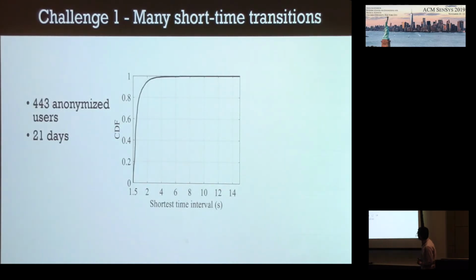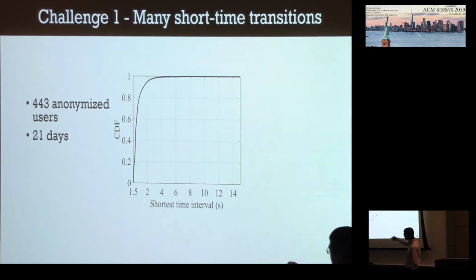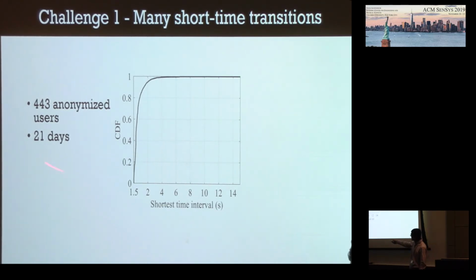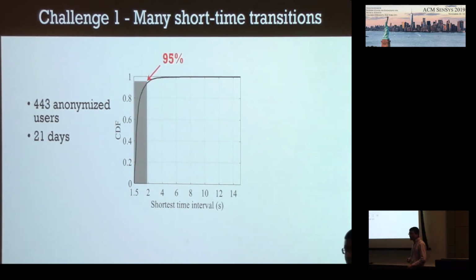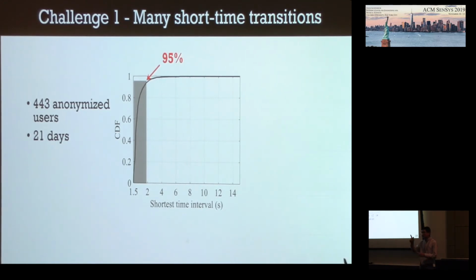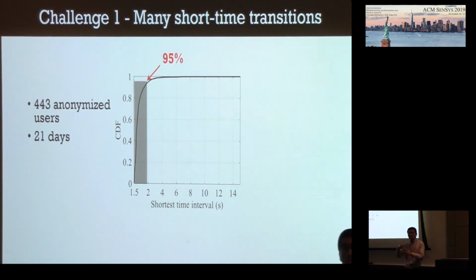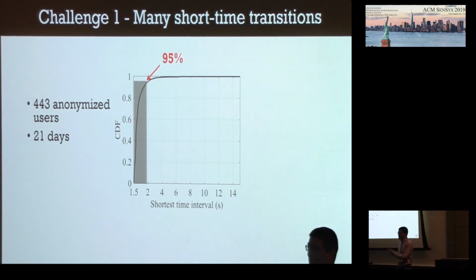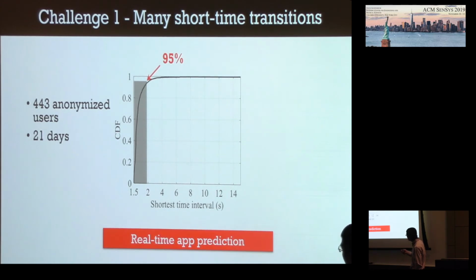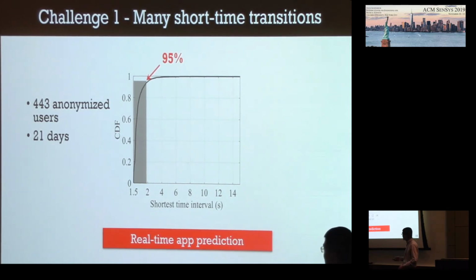Why? Based on our data, we plot the shortest time interval between 2 application usage. This is our data, from more than 400 users over 3 weeks, right? From this CDF figure, we can see that more than 95% of the users switch from one application to another within 2 seconds. That means we need to do the prediction very fast, within 2 seconds. So we need to do real-time application prediction.